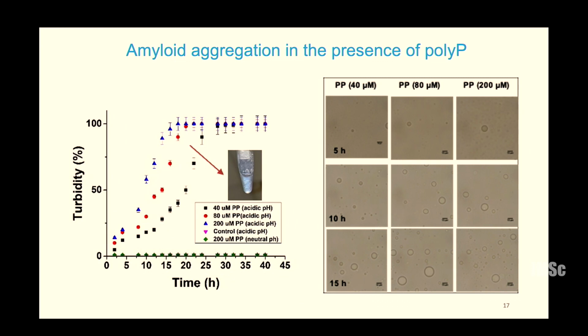You can see that just like how the ThT fluorescence assay increased, in the same way the turbidity also increases, indicating the formation of these droplets and the initiation of phase separation. And again, we are showing the effect of increasing the concentration of polyphosphates. This is 40 micromolar, this is 80 micromolar, this is 200 micromolar. On the other hand, when I put 200 micromolar of polyphosphate at neutral pH, there is no turbidity. It's a clear solution. No droplets, no aggregates, no phase separation.